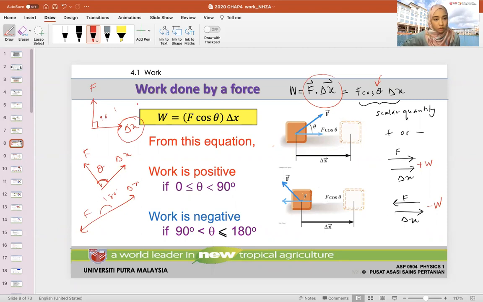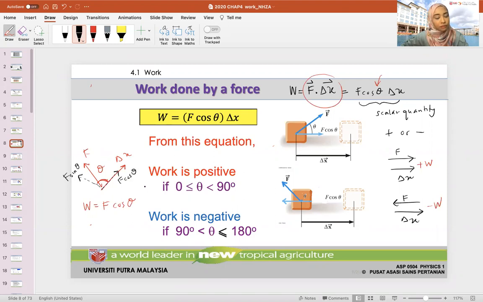Faham tak? So contohnya, let's say we go with this second one. I want to know what is the work done by these two force and displacement vectors. So work done is F cosine theta because I need to find a component that is parallel to the displacement. I will need to know what is the component of force that is parallel to the displacement. So this becomes F cosine theta and then darab dengan delta X.